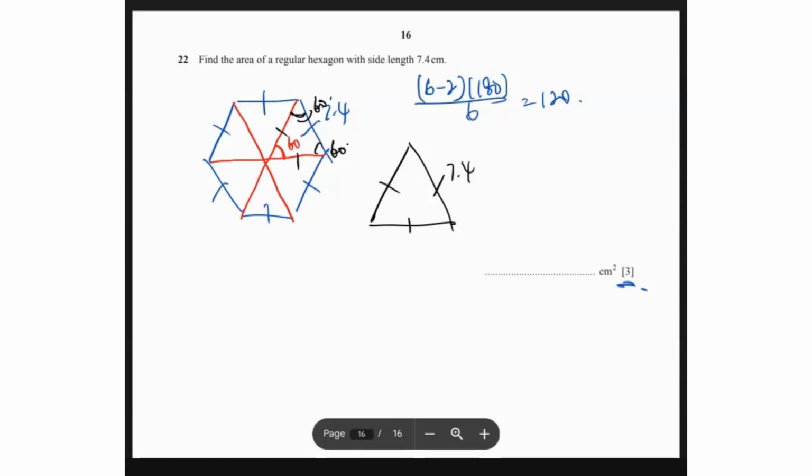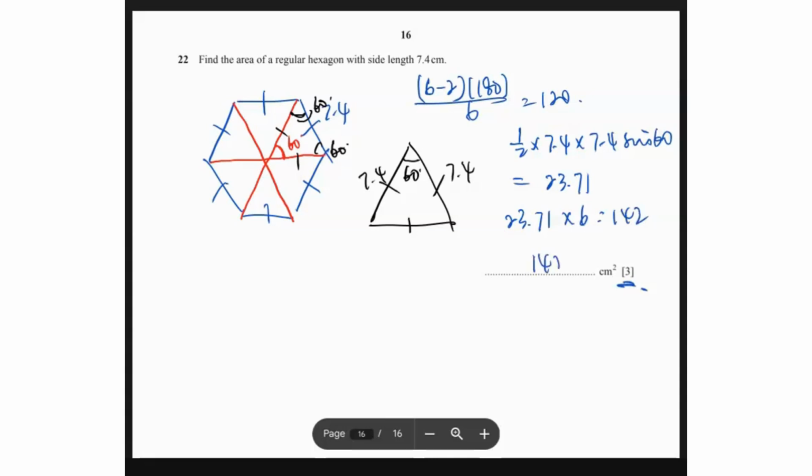Now to find the area of the hexagon, I can just find the area of one of these triangles and times 6. I can just use the sine rule. The area of one triangle is half times 7.4 times 7.4 times sine 60. I just punch it into my calculator: 0.5 times 7.4 squared times sine 60. That gives me 23.71. Then I times it by 6, and I get 142 cm squared. This is 3 SF. This is a really good question that requires you to think a little bit out of the box.